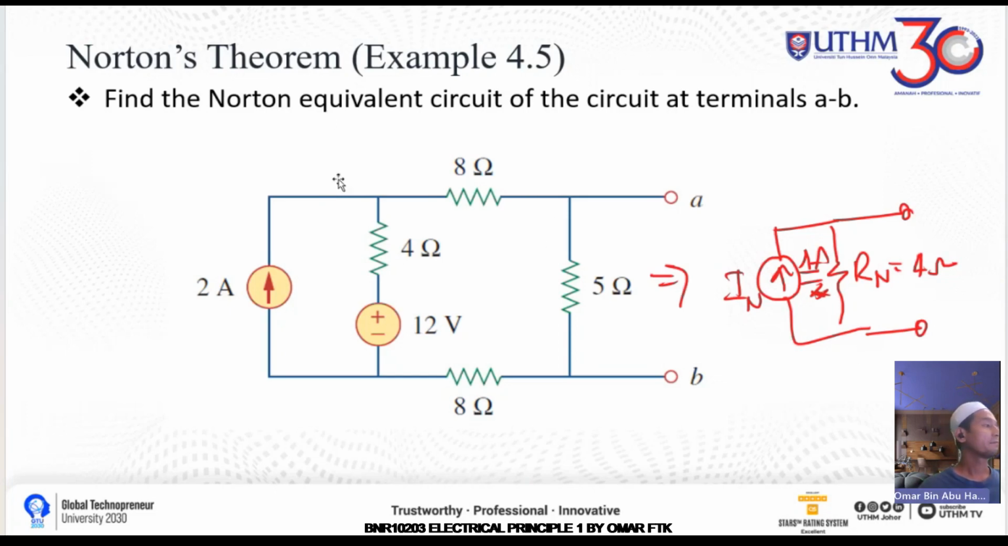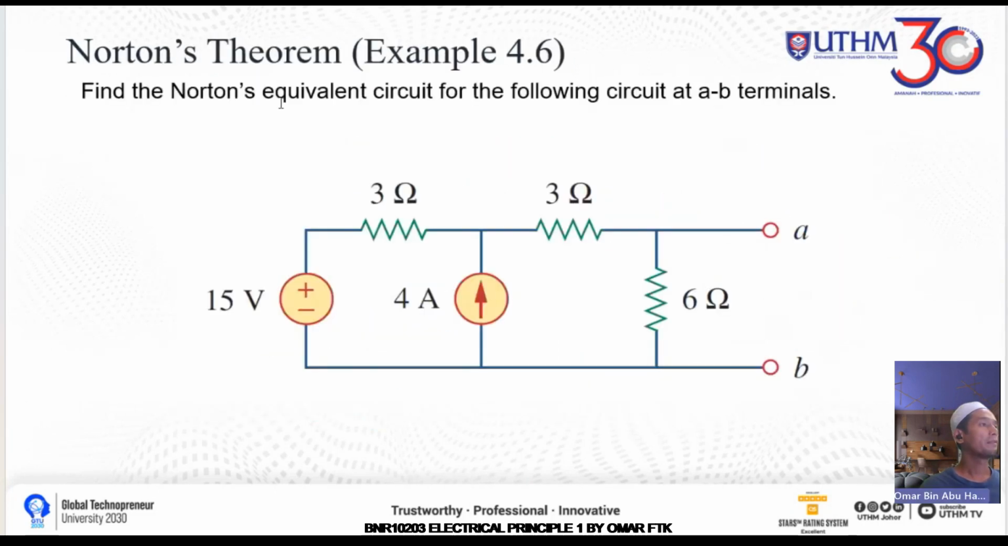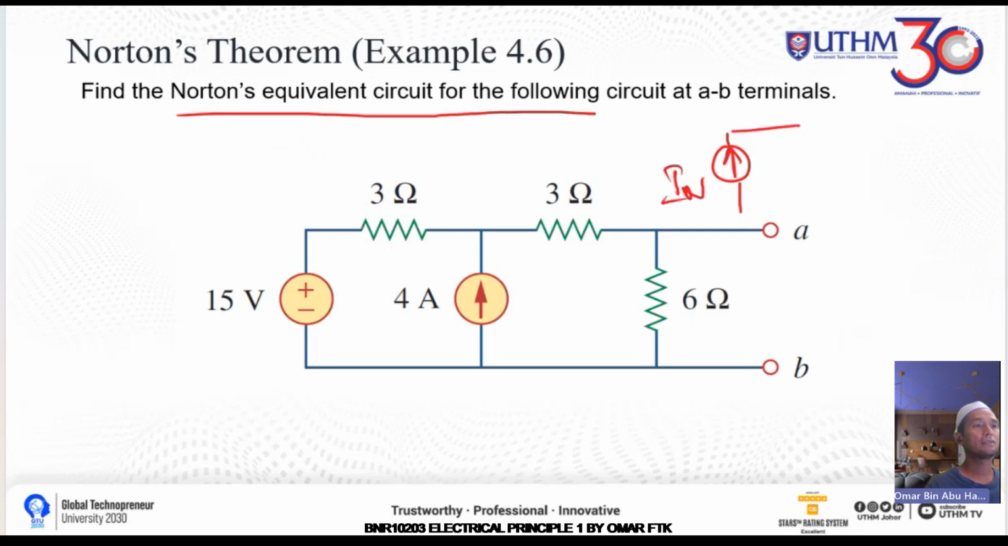Okay, then we have another one. This one I will just keep, but you can do it later on. Same as this one: for the circuit, you have to find the Norton equivalent circuit, which is IN and also RN.